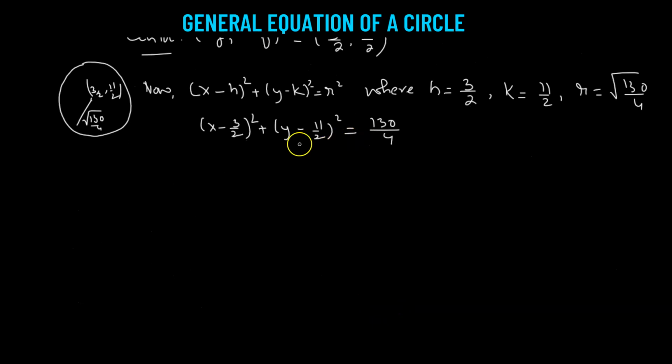We can further simplify to get the equation in the general form. This is the standard form. We can leave the answer as it is, but we'll further expand it to get x squared plus y squared minus 3x minus 11y equals 0. So this is going to be the general equation of the circle.